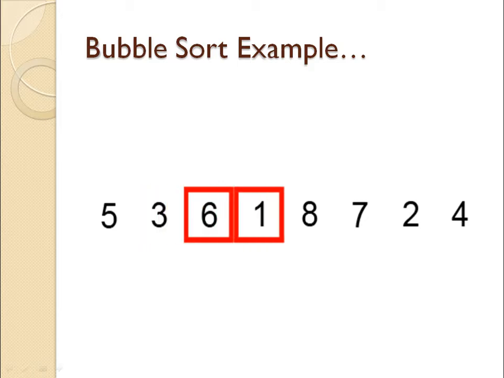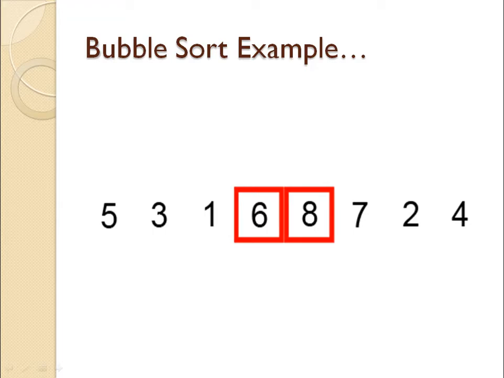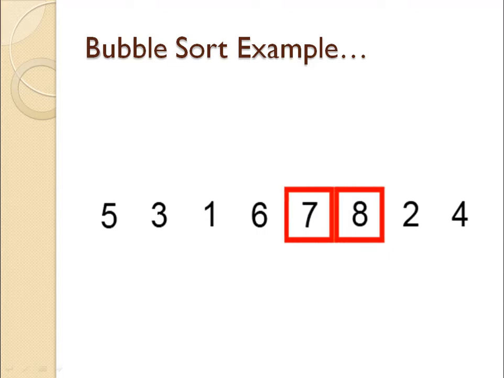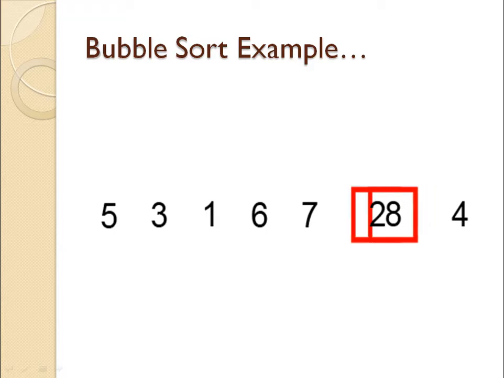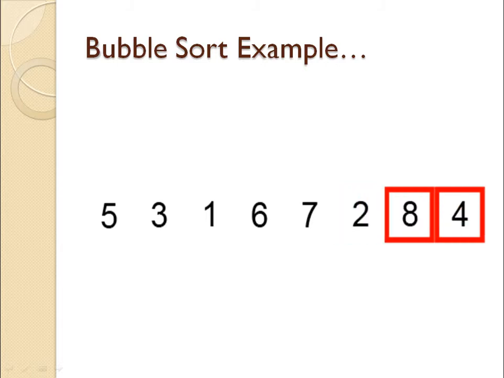6 and 1 compared, swapped. 6 and 8 compared, no swapping. 8 and 7 compared, again swapped. 8 and 2 compared, again swapped. And at the end, 8 is compared with 4 and swapping takes place. Now this element 8 is at its exact position. Now this will be frozen.